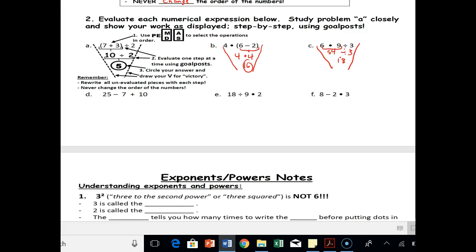All right, so these three problems I will have you do in Edpuzzle. Draw your V right now, but then I'll have you answer them in Edpuzzle to figure out what your final answer is. That is the end of part 1.